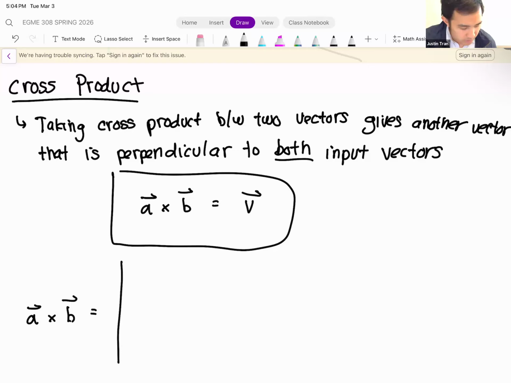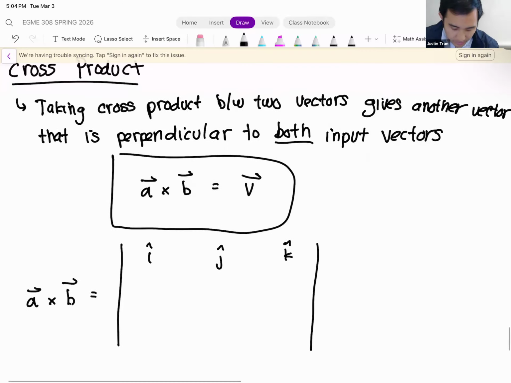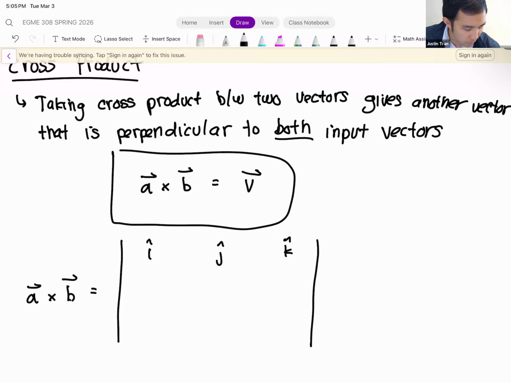We have a 3x3 matrix here, where the first row is i hat, j hat, k hat. Those are all unit vectors in the x, y, and z direction respectively. And then the next two rows are going to be the components of our two input vectors. So the second row is A1, A2, A3, and the third row is B1, B2, B3.